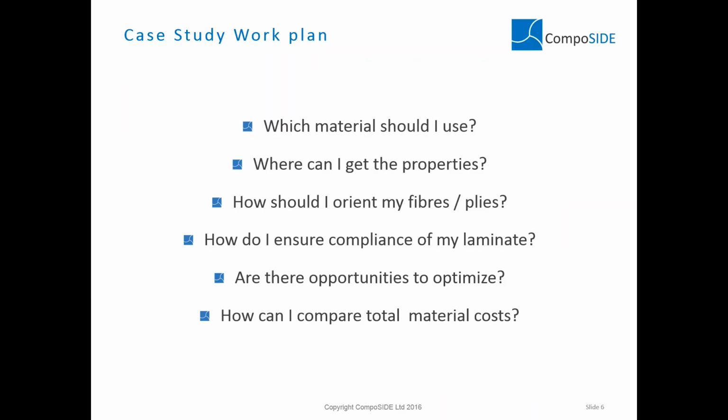So the first questions that most metal-to-composite engineers have are: which material should I use, where can I get the properties, how should I orientate my fibres or plies, how do I ensure the compliance of my laminate, is it going to pass my load cases, are there opportunities to optimize, and on top of that, how do I optimize it? I don't necessarily have the knowledge to be a composite designer, but CompoSIDE can help you with that. And finally, how can I compare total material costs?